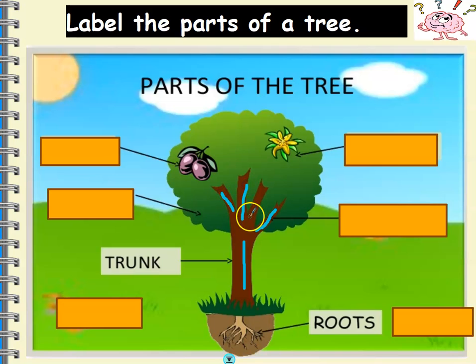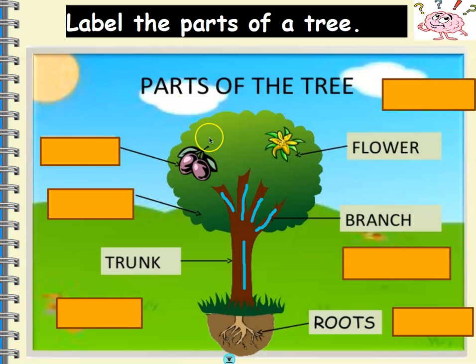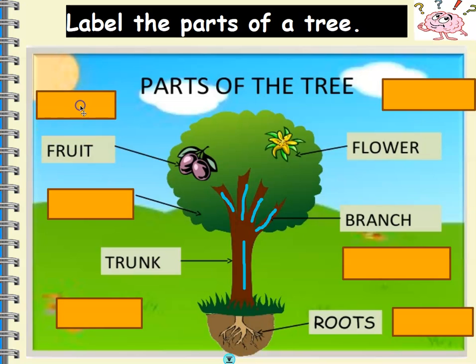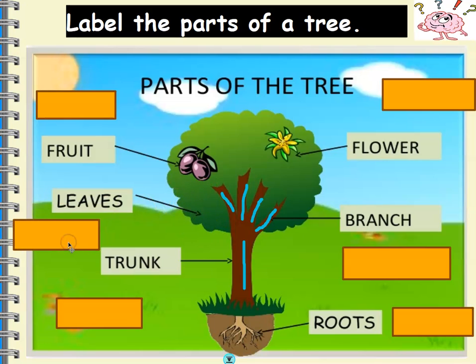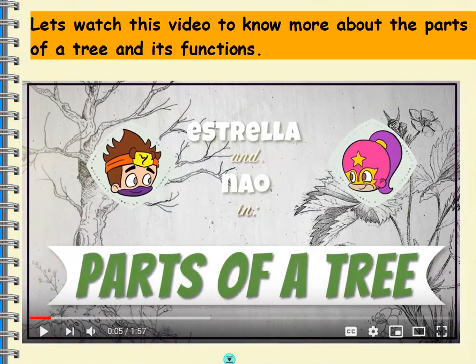These are the branches. What about this? Well done. We all know it's a flower. What about this? Excellent. It's a fruit. And this green, they are the leaves. Excellent. We know the parts of a tree. Now, let us watch a video to know more about the parts of a tree and its functions.